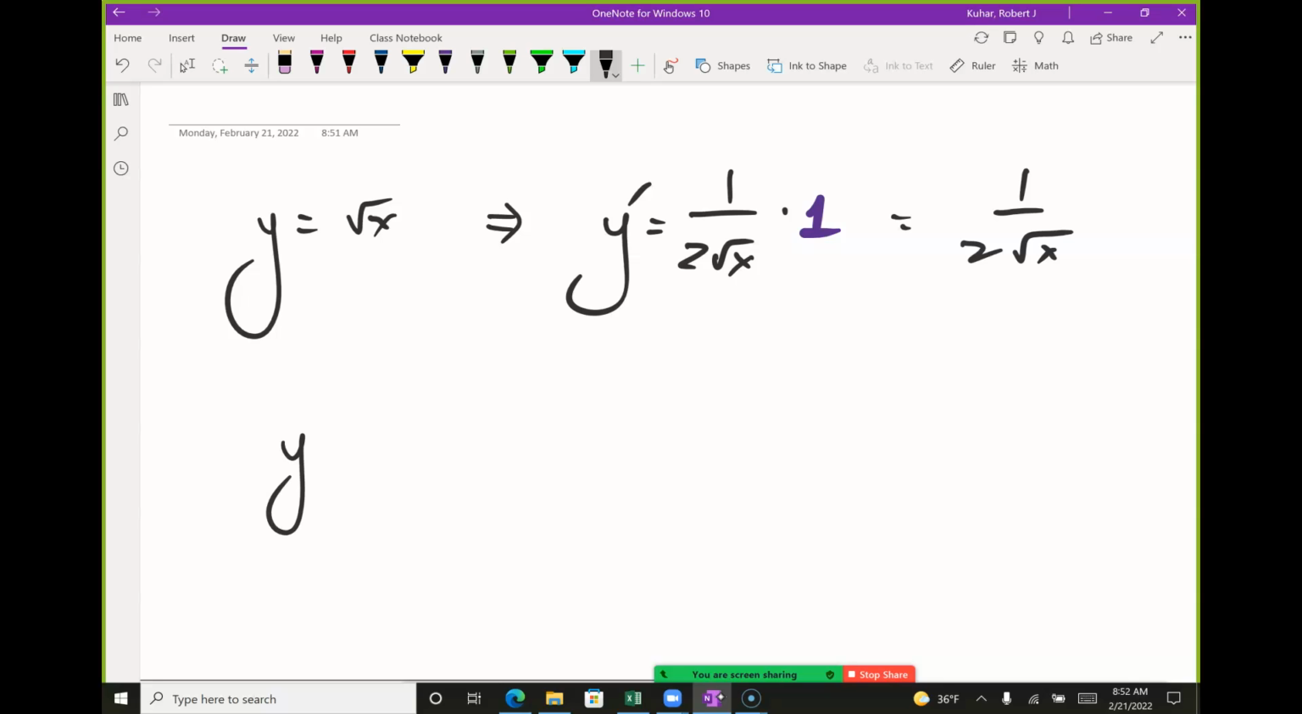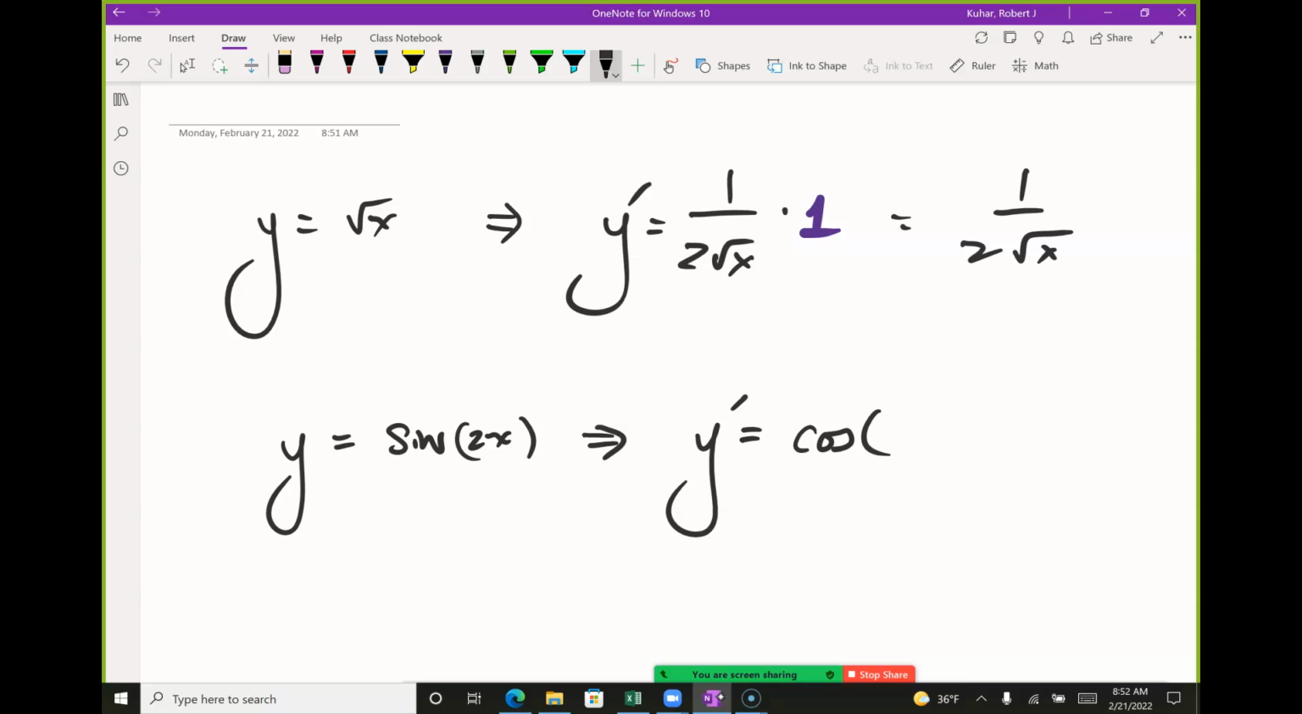So, for example, if y equals sine 2x, what does our chain rule say? Well, what's the outside function? The outside function right now is sine, right? And we know the derivative of sine is cos. And I'm going to keep the cat in the box. So what's staying inside? 2x. And what is the derivative of 2x? 2. So there it is: 2 times cos of 2x.